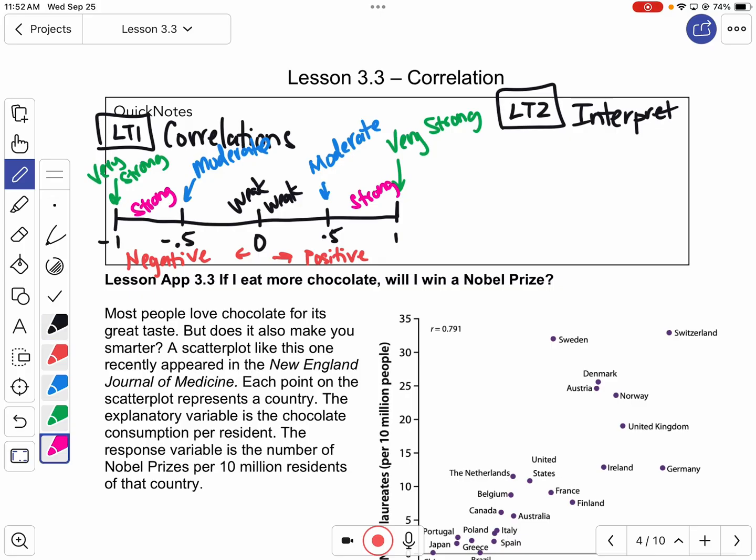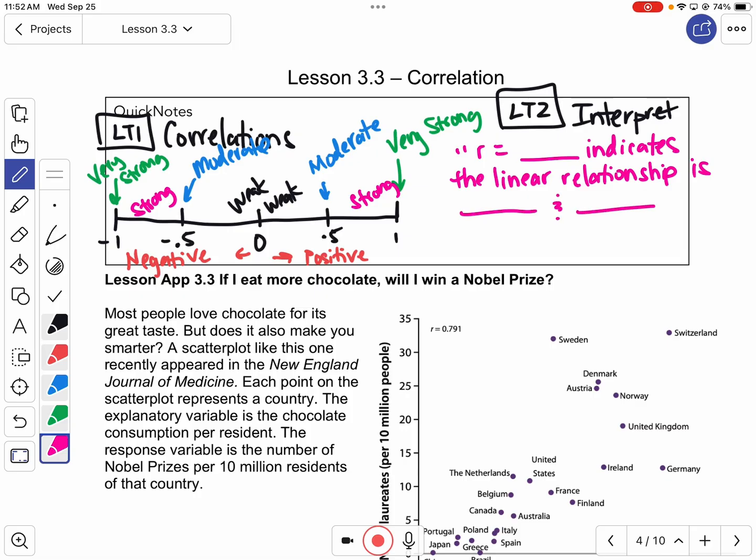It's kind of like a sentence, and we're going to plug in certain things. R equal to, and we'll have that number, so that'll be the drop down that we'll see. R equal to indicates the linear relationship is, and we're going to have two blanks here, blank and blank.